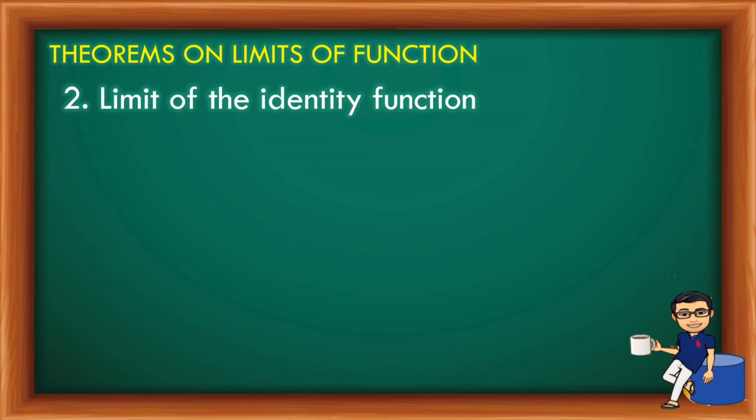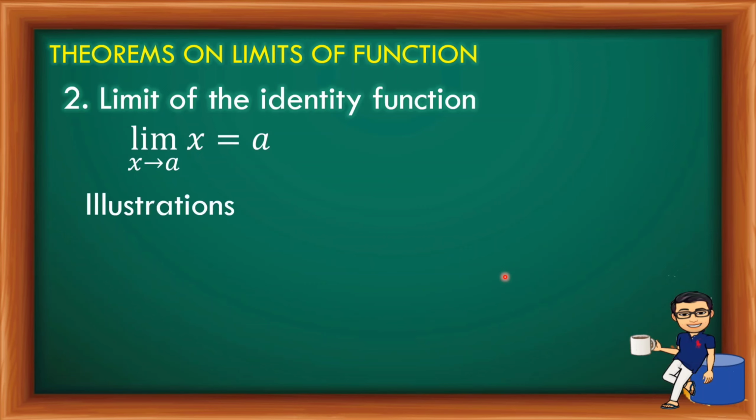Limit of identity function. In symbol, we have this. This means that the identity function limit is equal to the approaching value of x. Again, this is read as limit of x as x approaches A is equal to A. The approaching value is A, hence that will be the answer in this theorem on limits.